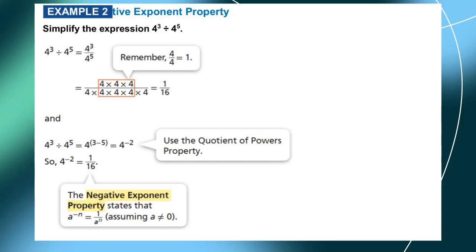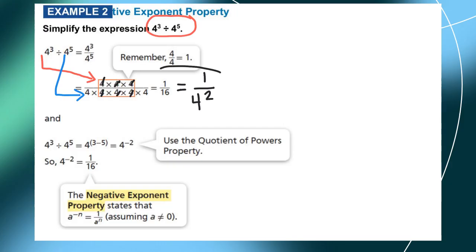This is example 2 on the top of page 49. And we want to simplify the expression 4 to the third divided by 4 to the fifth. So that reminds me of the quotient of powers rule. So it looks like we have 4 to the third on top. We have 4 to the fifth on the bottom. They went ahead and they canceled. Cancel, cancel, cancel, cancel, cancel, cancel. And they were left with 1 on the top and 2 4s on the bottom. And they said that equals 1 over 16.